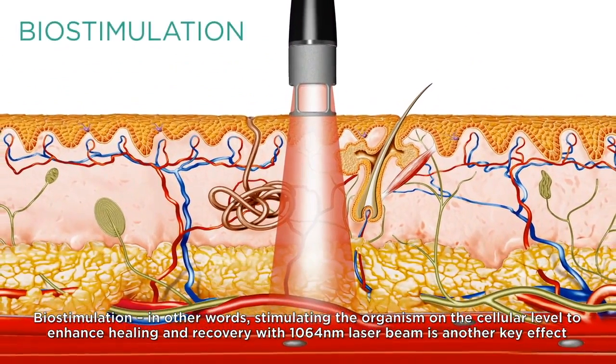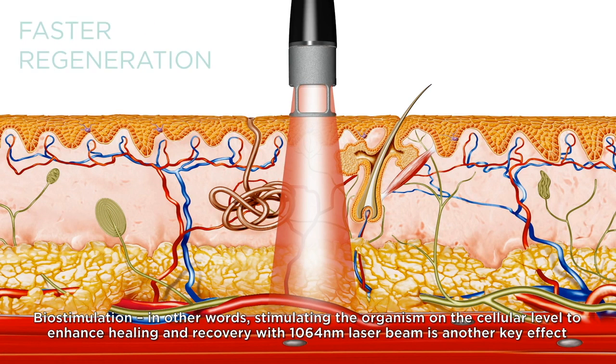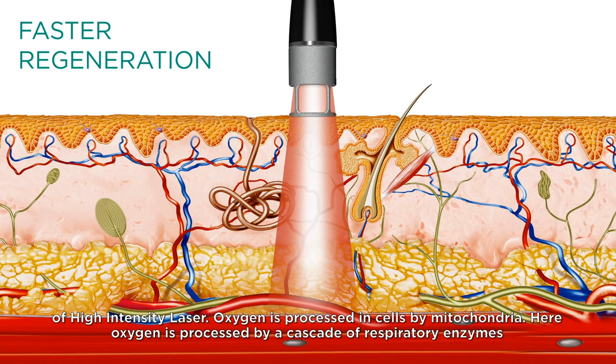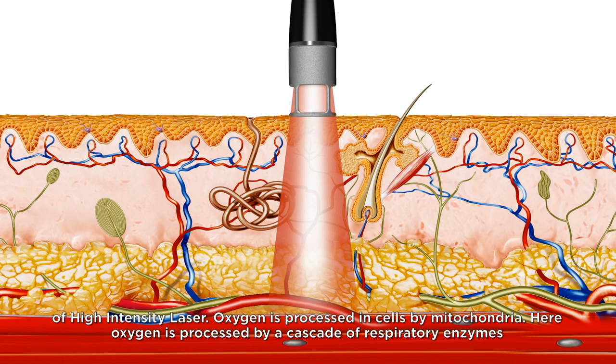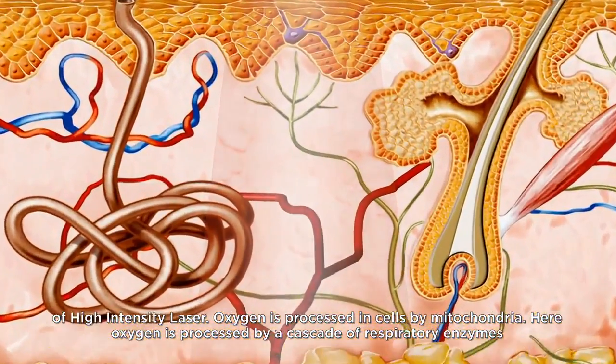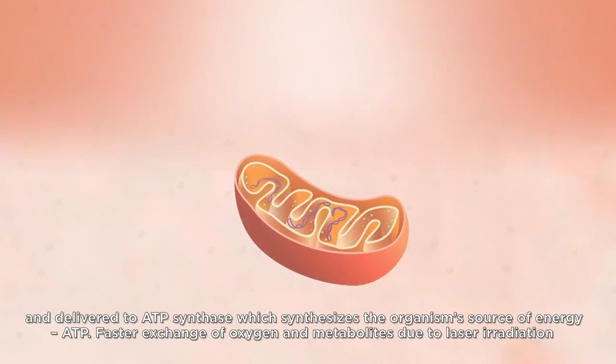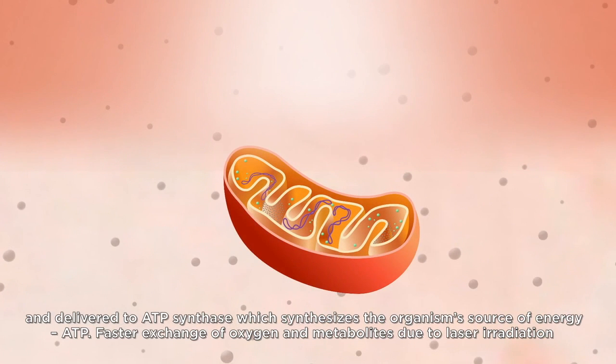Biostimulation, in other words, stimulating the organism on the cellular level to enhance healing and recovery with a 1064 nanometer laser beam, is another key effect of the high-intensity laser. Oxygen is processed in cells by mitochondria. Here, oxygen is processed by a cascade of respiratory enzymes and delivered to ATP synthase, which synthesizes the organism's source of energy, ATP.